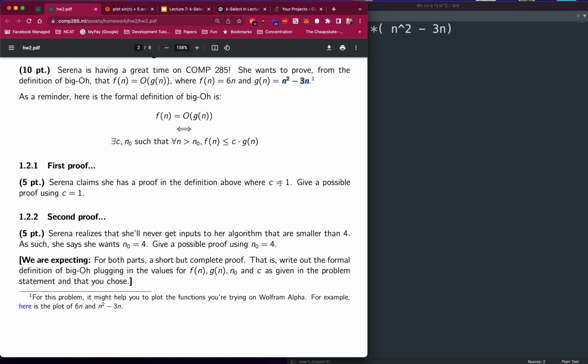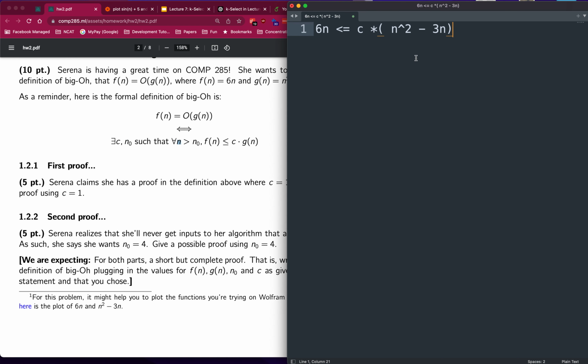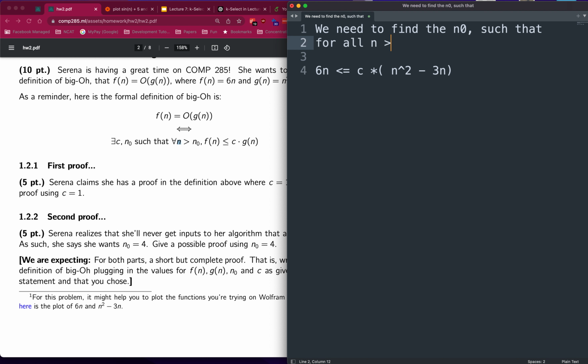We want to figure out what n0 is, because that's what we're missing, such that for all n bigger than n0, once n gets big enough, this is true. And we are given that c is equal to 1. So if c is equal to 1, that means that 6n needs to be less than or equal to n squared minus 3n. That's given to us. So now we can actually just work out a little bit of math.